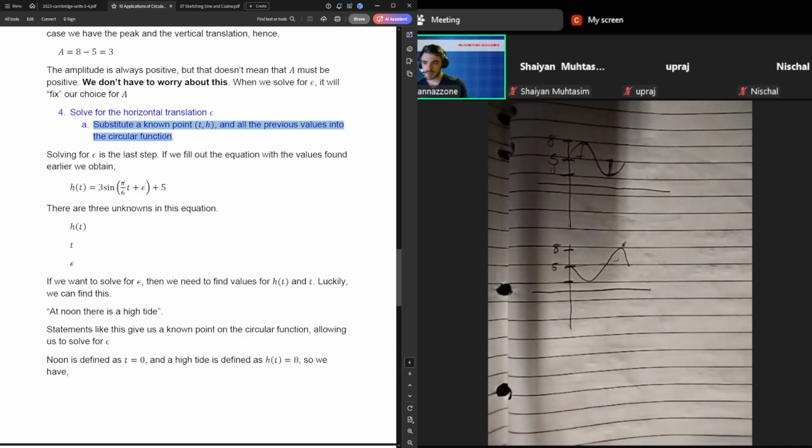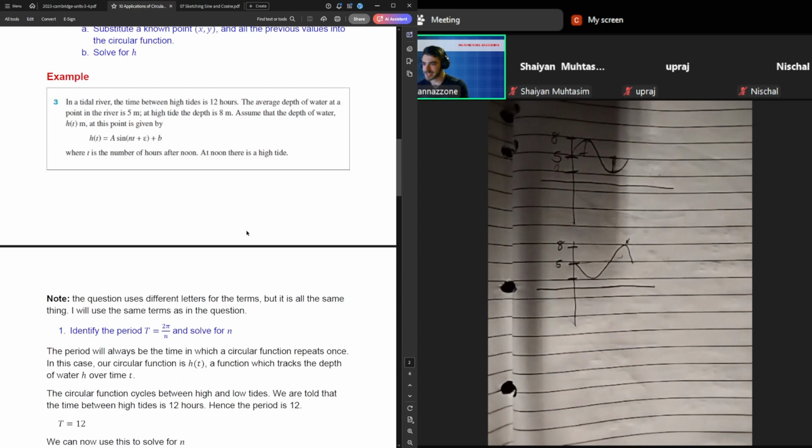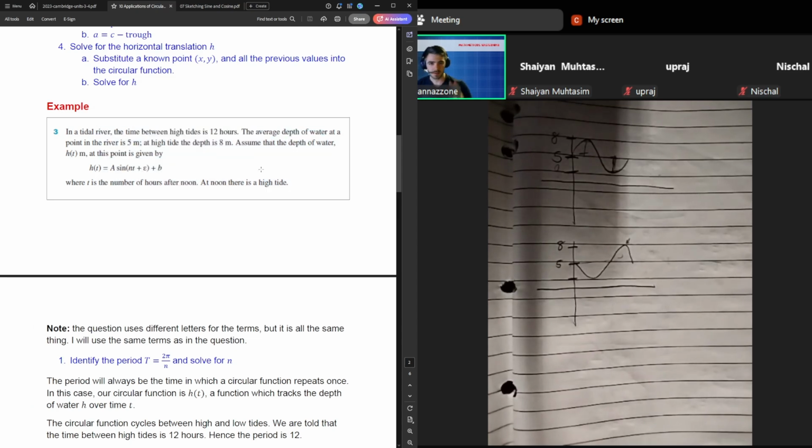Horizontal translations, you're pretty much always going to be solving those by subbing in a known point. So we have to figure out what piece of information in this question gives us a known point. And that's going to come here. At noon, there is a high tide. This is a function that describes the height of a wave with respect to time. So h of t. Height is your y, t is your x. Noon is a time value. High tide is a height value. We know that a high tide is 8 meters, and noon we can relate to what t is. T being the number of hours after noon.